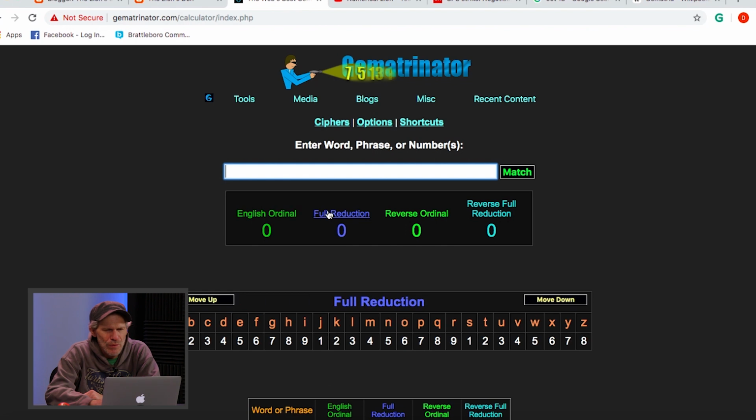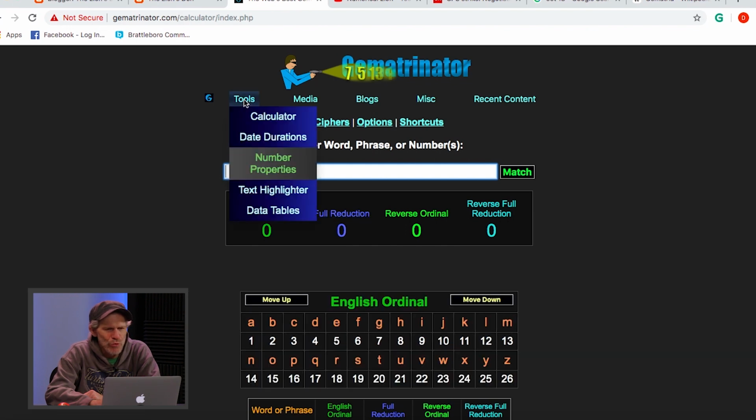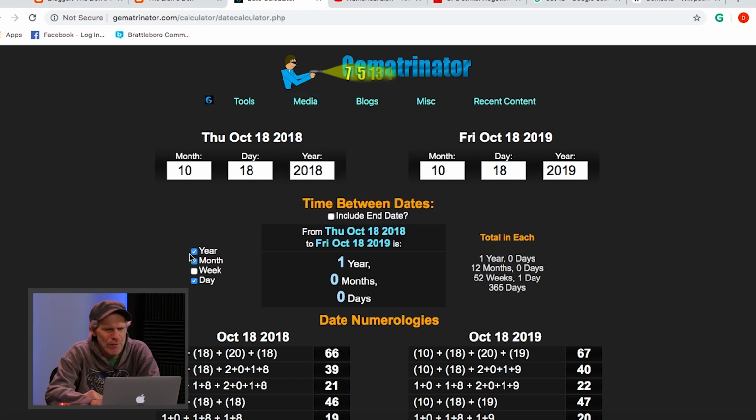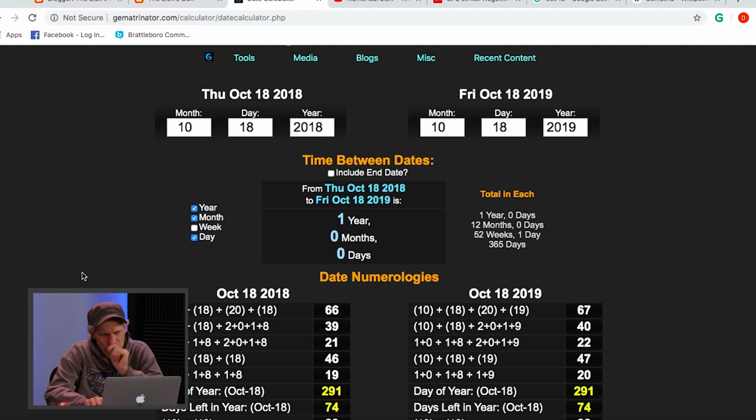So here's the calculator. There's other tools on the calculator. There's something called date duration, and you can find out the date numerology for an event, because this is about days on the calendar. The calendar created under Pope Gregory's authority. This isn't the same calendar we've had. There's something called the Julian calendar that was before that. There's other calendars. Why do we go by this calendar? It's a very good question.